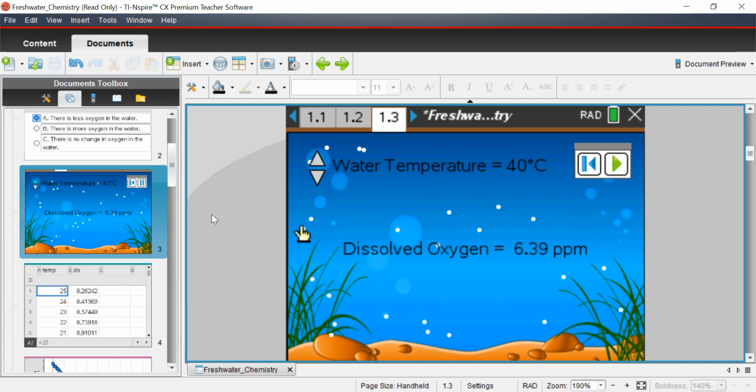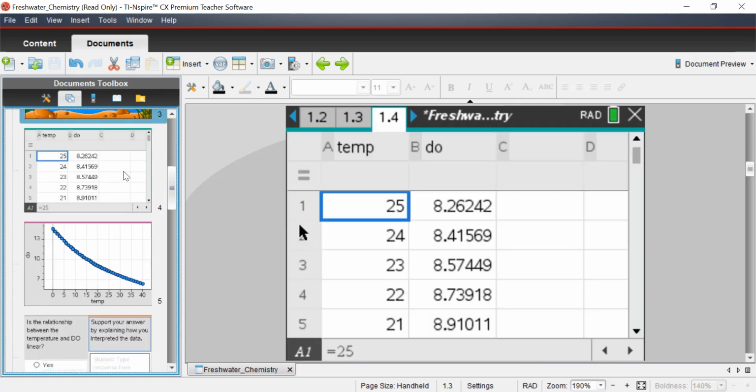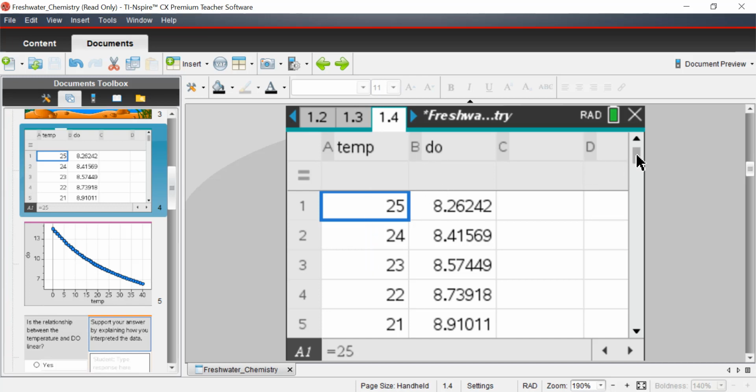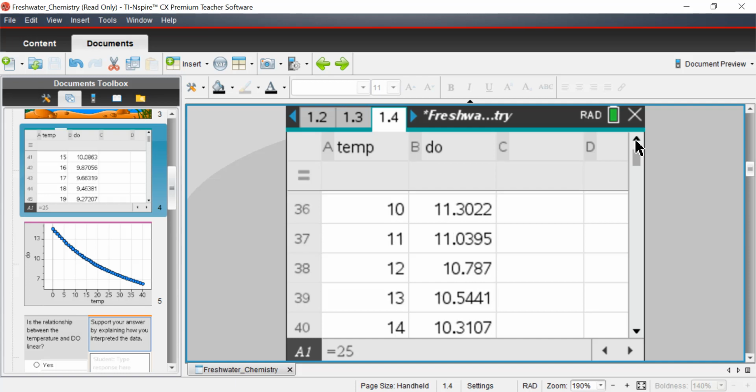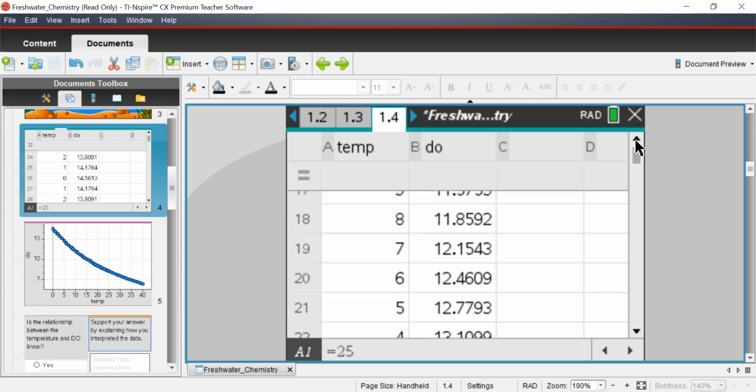I'm going to press pause. And let's go check out this data table here. So I have a column that says temperature and a column that says DO. Okay, and as we kind of move through the values, you can see there's a pretty good relationship here. As you go up in temperature, your dissolved oxygen actually goes down. Anyway, so there you go.